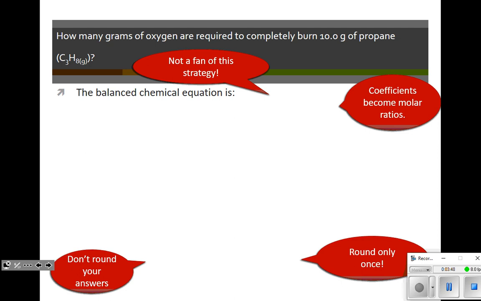So here's our first example. How many grams of oxygen are required to burn 10 grams of propane? This is my least favorite strategy because it chunks everything, and at first it seems like a good idea, but as you move on, you'll notice that it's kind of annoying.